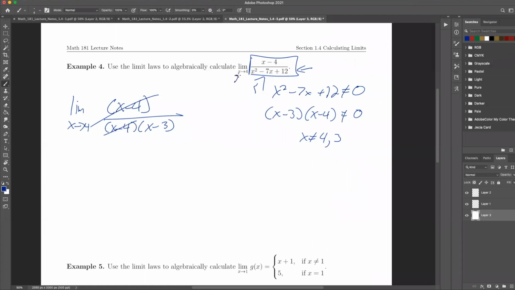But are we ever actually 0 in this case? In this case, we're never 0. We're only close to 0. While this number approaches 0, it never really is 0. So we're actually allowed to do this now. This is the same thing as saying the limit as x approaches 4 of 1 over x minus 3, right? So these are actually the same limit.